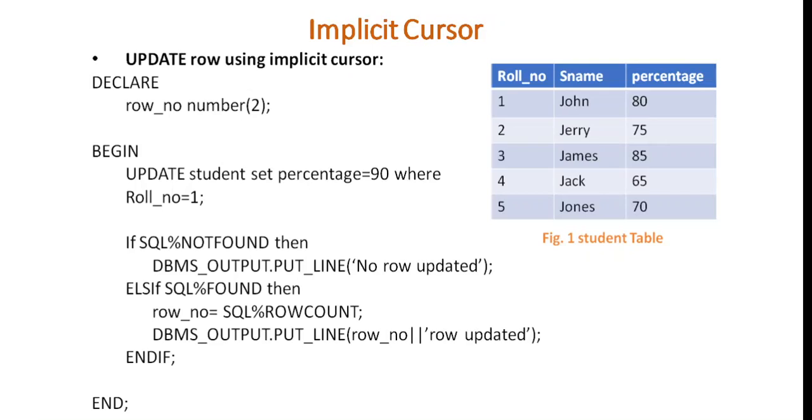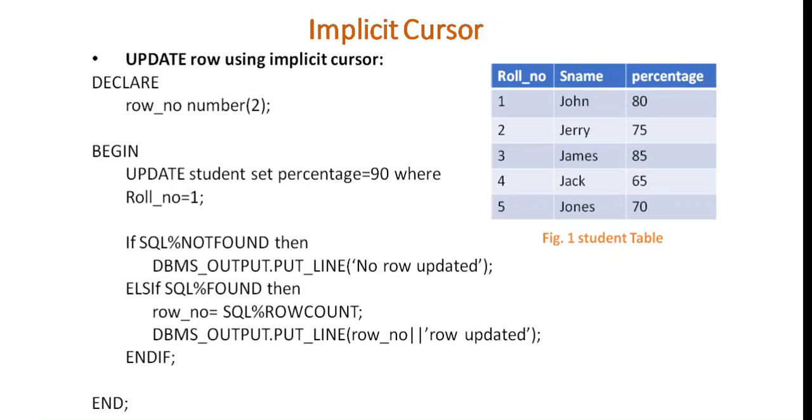by the cursor. Now here I have written an update query: update student set percentage equals 90 where roll number equals 1. I have given a condition by using the where clause, so it will update only a single row because the condition is roll number equals 1.